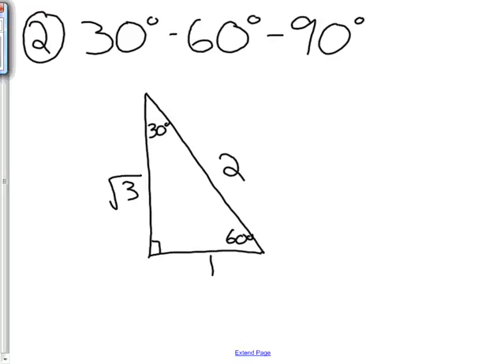A 30, 60, 90 triangle has these side relationships. We have one side that's shorter than all the rest. We'll call that side 1. The hypotenuse of the triangle, which is the one across the right angle, is always twice as long as the short side. And the longer leg is always root 3 times the short side. That's the relationship all 30, 60, 90 triangles have.